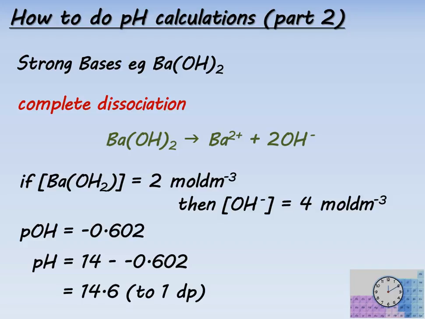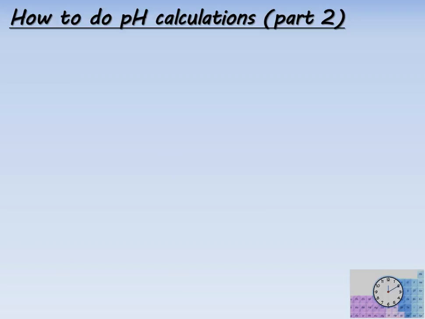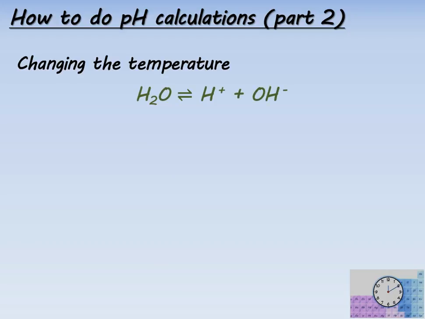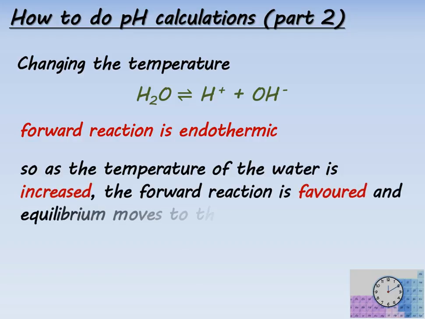I was saying, of course, that the position of an equilibrium is affected by the temperature. So let's have a look at the dissociation of water. The forward reaction for this equilibrium must be endothermic because we're breaking the hydrogen-oxygen bond in the water, and breaking bonds requires energy. So the forward reaction, as I say, is endothermic. If you were to approach this in any kind of equilibrium law question on an exam, you would say that as the temperature of the water is increased, the forward reaction is favoured, the equilibrium moves to the right. It opposes the change.